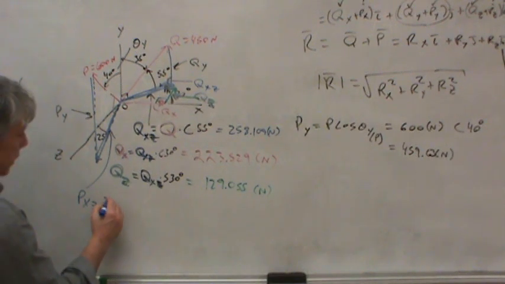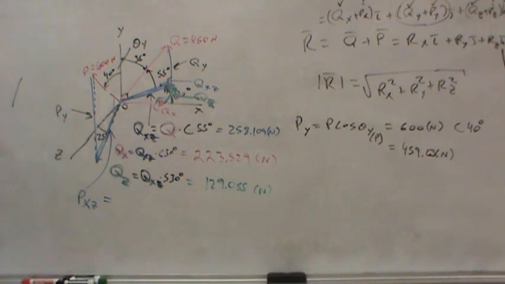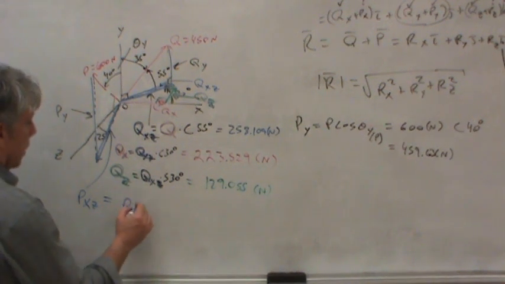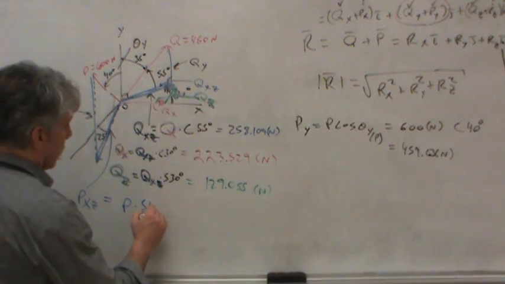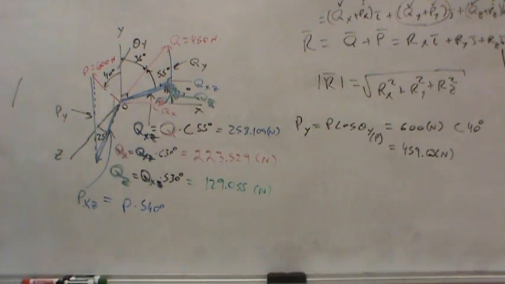So how am I going to calculate the magnitude of PXZ? Any idea? 600 P times sine 40, sine of 40 degrees. Anybody agree or disagree with that? I disagree. What do you think it is? If we're trying to find PXZ, which is the projection, aren't we using the angle to the projection from P? It'd be cosine of 25, right?